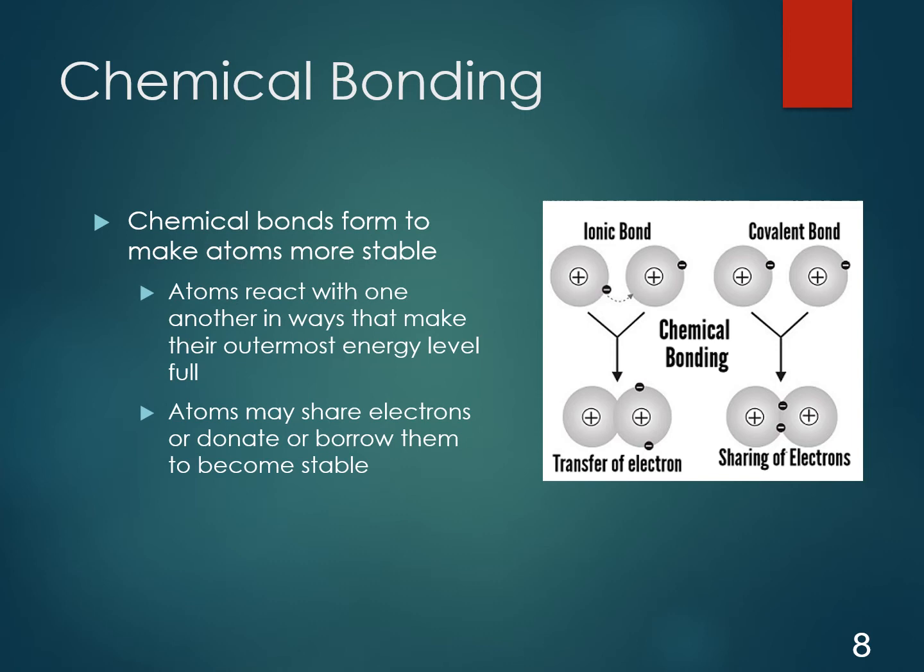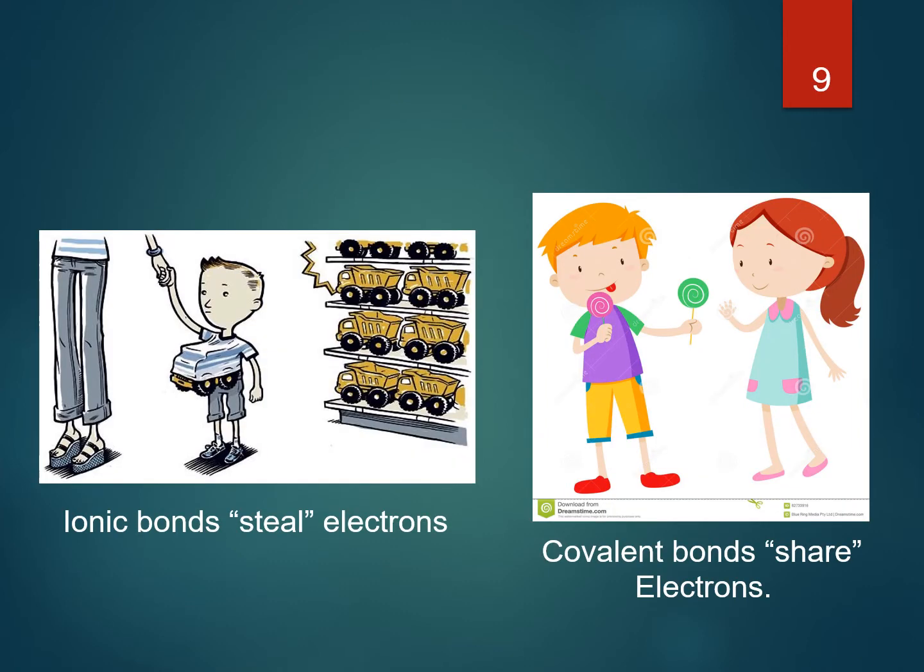Now, there's two ways that chemical bonding occurs. The first one that we're going to talk about is ionic bonding, and the second type is covalent bonding. The most important thing to remember about ionic bonds and covalent bonds is ionic bonds form by one atom stealing another atom's electrons. Covalent bonds form when two atoms share their electrons.